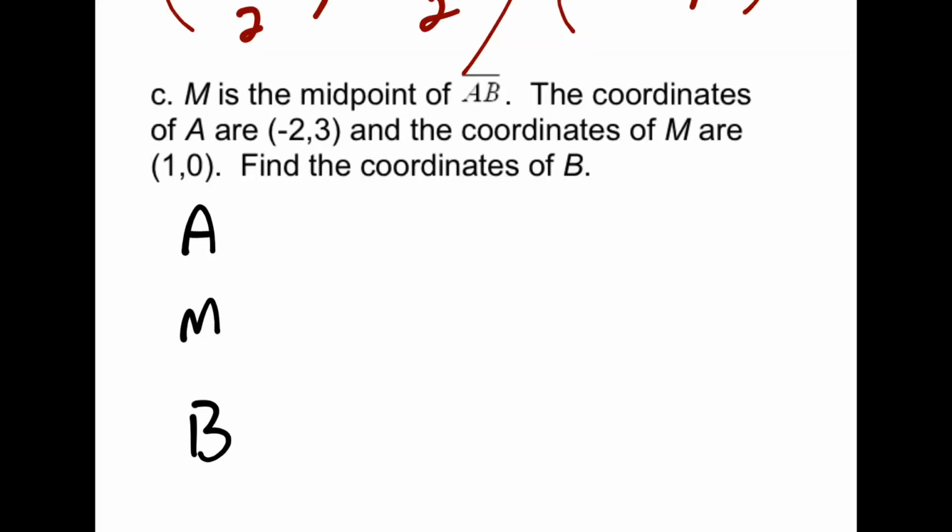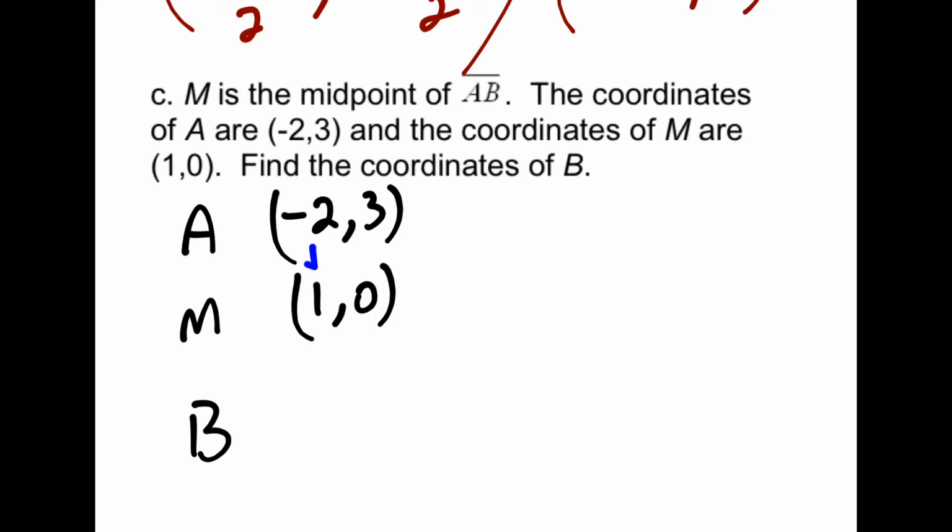C makes you go in a different order. We know the coordinates for A, negative 2, 3. We know the coordinate for the midpoint, but we don't know B. So one way to do it is to think about how far we traveled to get from negative 2 to 1. We had to add 3 to our x-coordinate. We can add 3 again. So the x-coordinate of B is going to be 4.